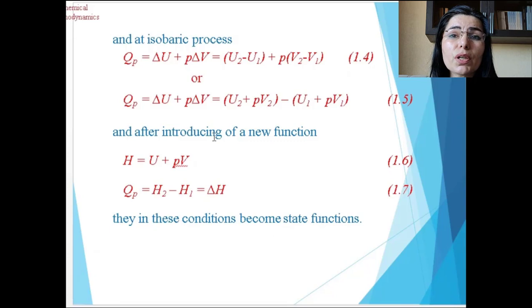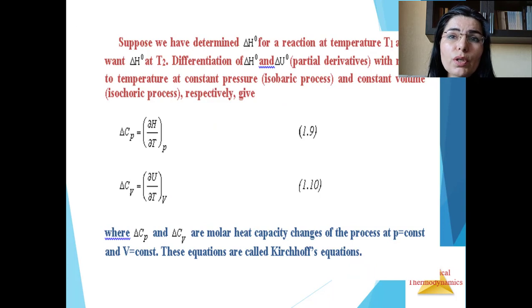Under these conditions, they become state functions. The enthalpy H, or heat content of a system, is the energy which a system possesses at P equal to constant. Enthalpy is a state function, and it's a convenient value for calculating heat effects of isobaric processes, since the majority of biochemical reactions occur at P equal to constant. It's impossible to determine an absolute value of U and H. Only their changes, delta U and delta H, can be measured.